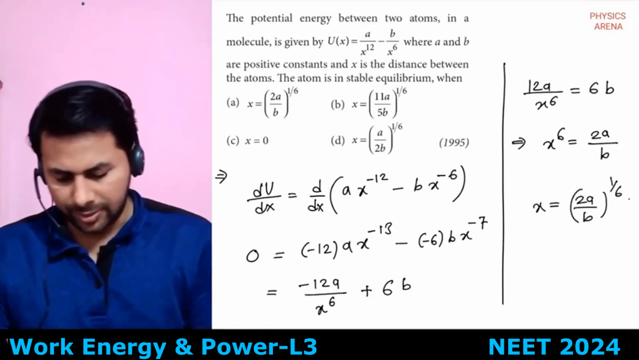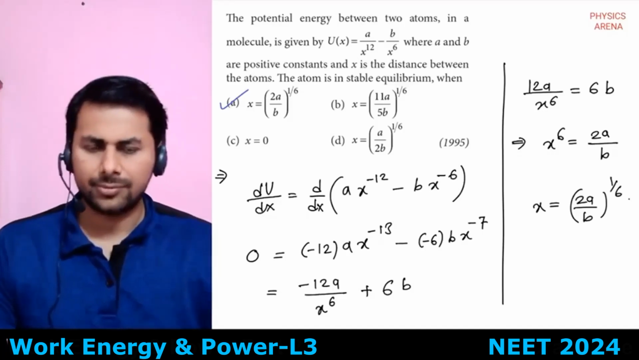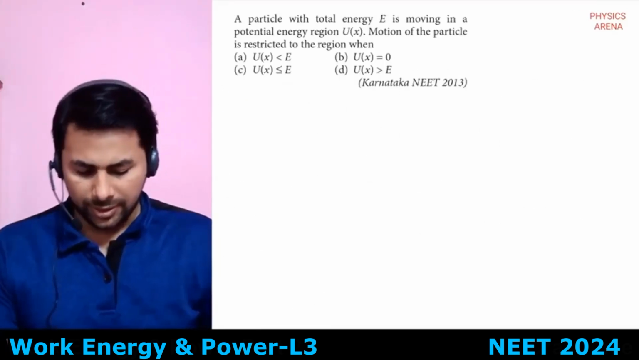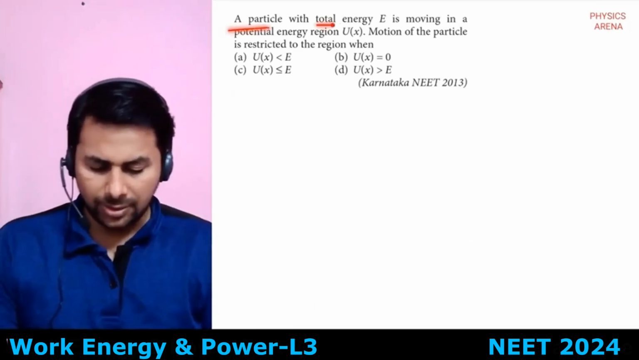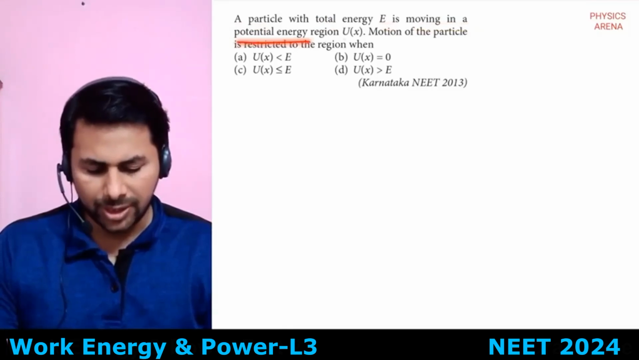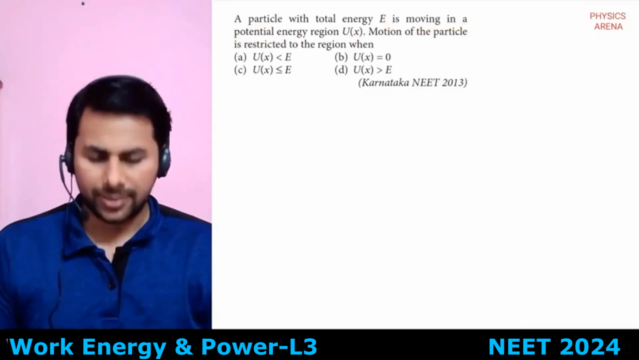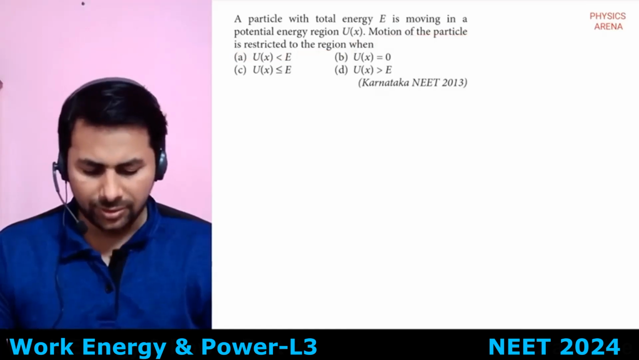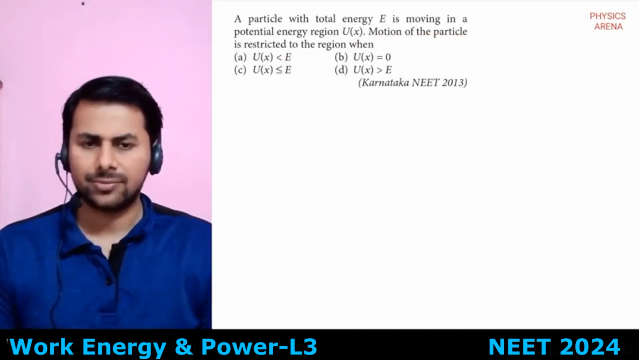Okay, so this is the answer. Option A. Okay. Next question. A particle with total energy E is moving in a potential energy region U(x). Motion of the particle is restricted to the region when? Tell me.